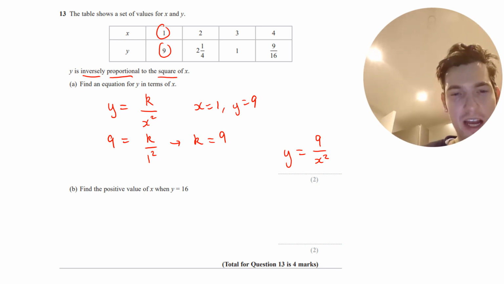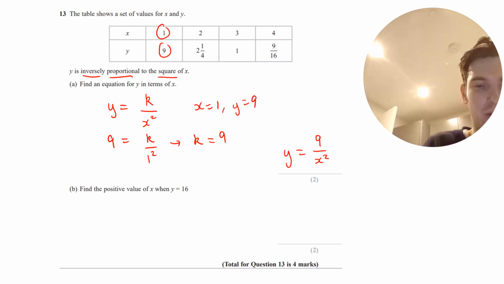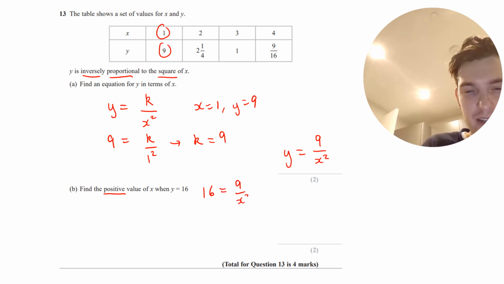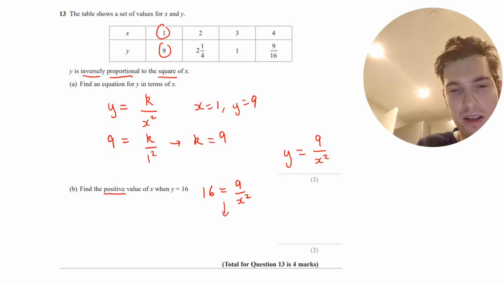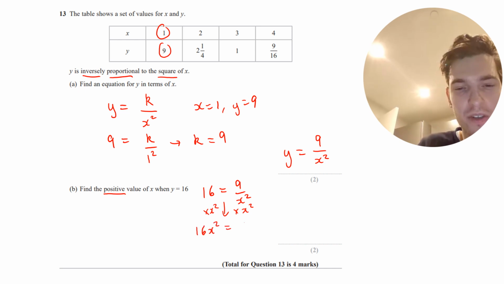Find the positive value of x when y is 16. Okay, interesting. All right, so I think I need to rewrite this equation. 16 equals 9 over x squared. And I need to solve this equation. So I'm going to multiply by the denominator. So I've got 16x squared equals 9. Divide by 16.